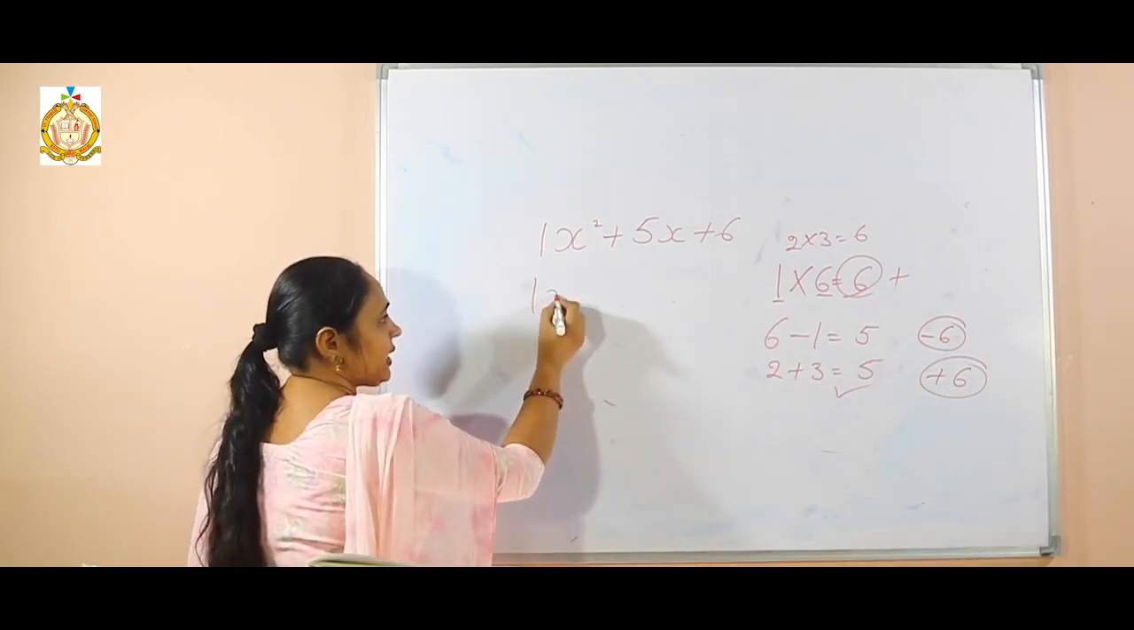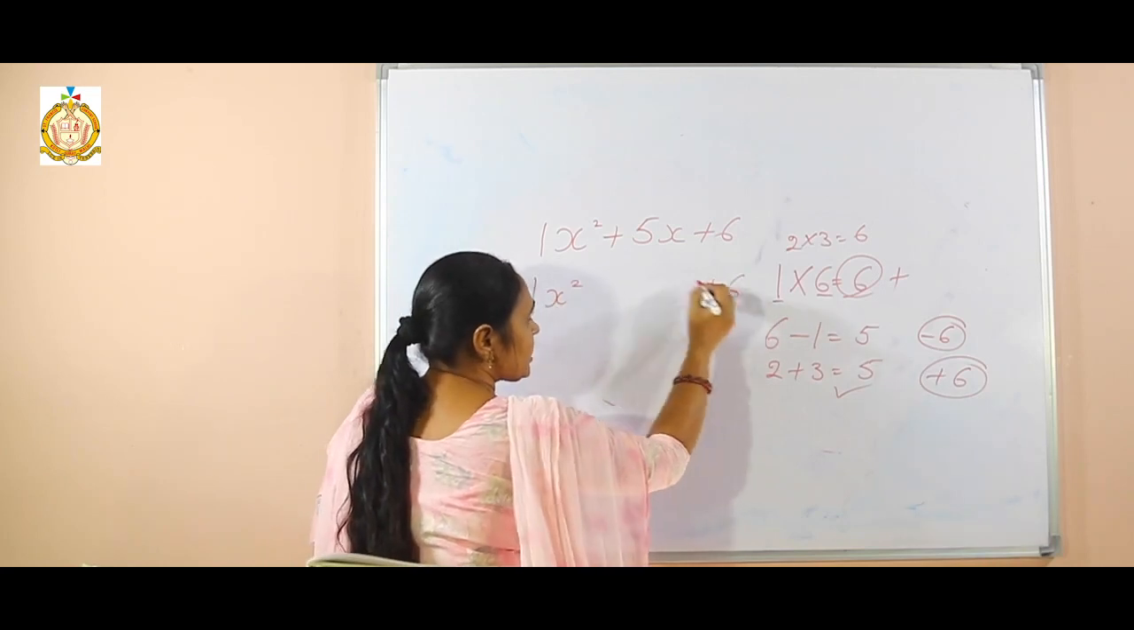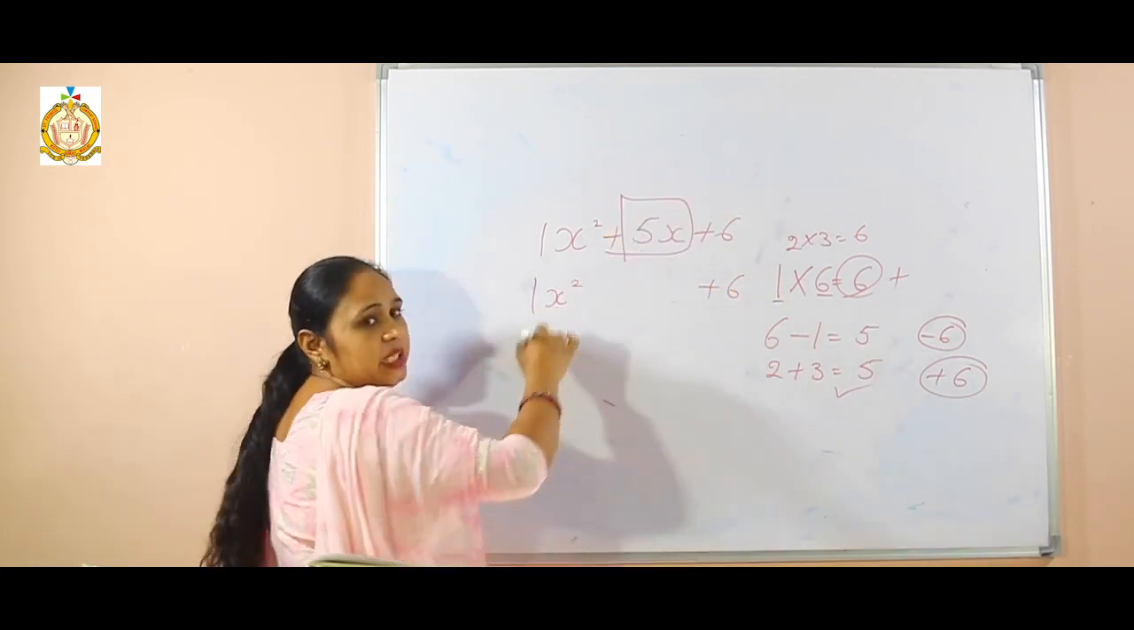That's why I will take these 2 and 3, which multiply to give positive 6. Now, first x square as it is, last value as it is. I have to make this middle term split.